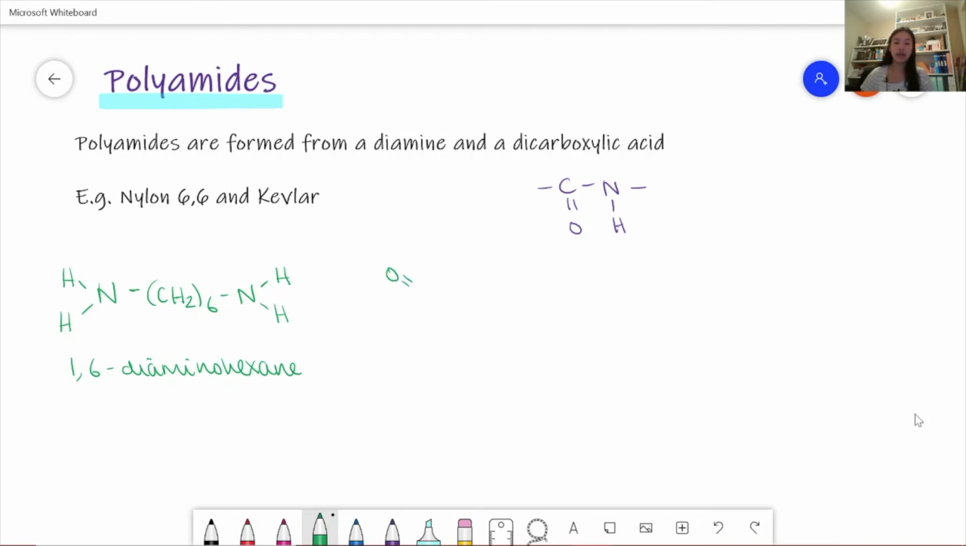So we have COOH, and then 4 of these CH2s, and then COOH. So this is hexane-1,6-dicarboxylic acid.